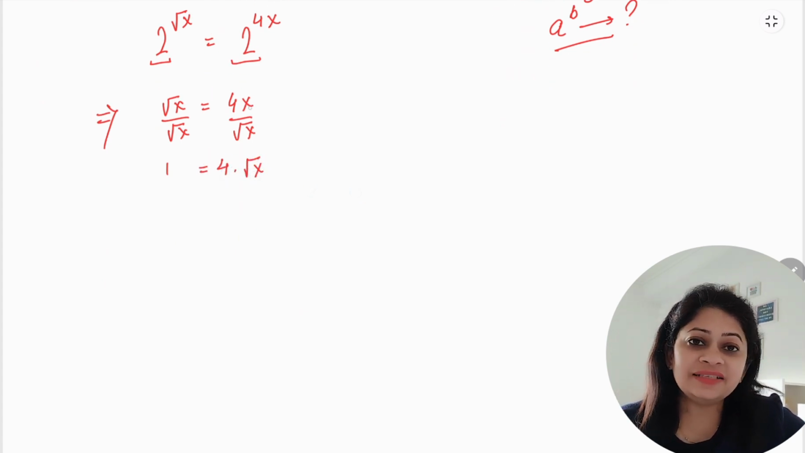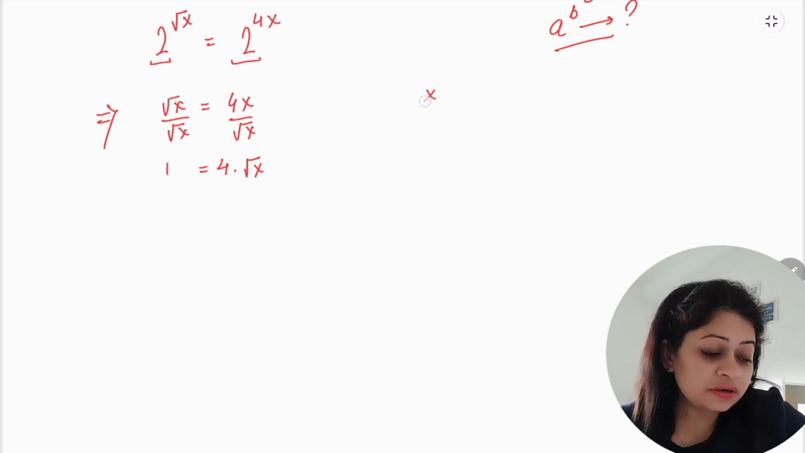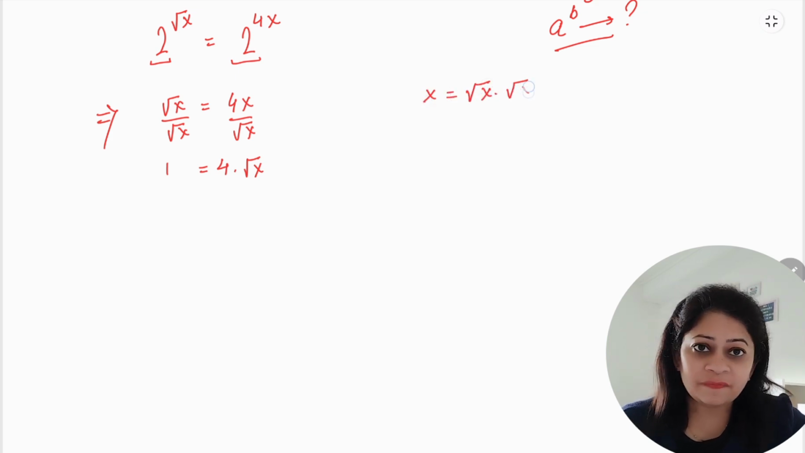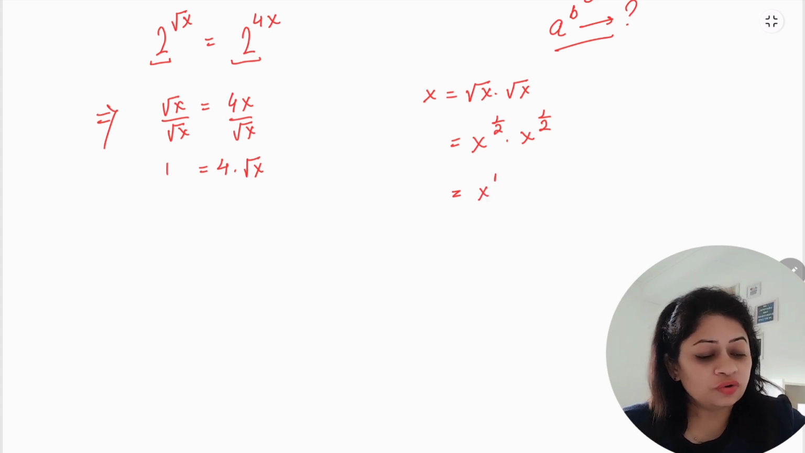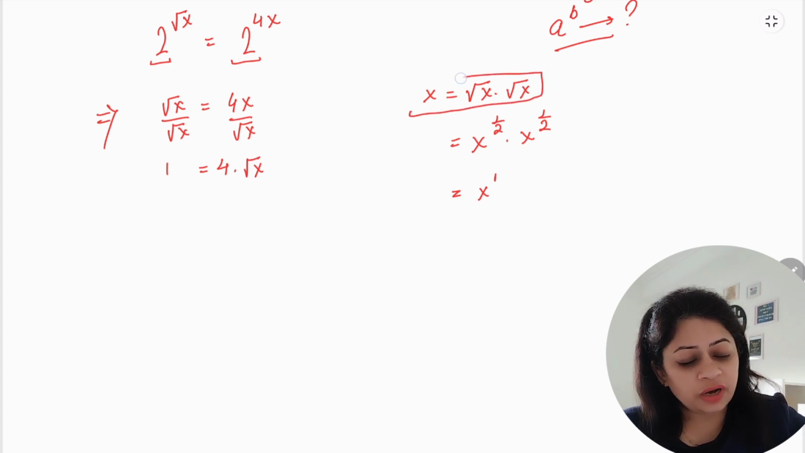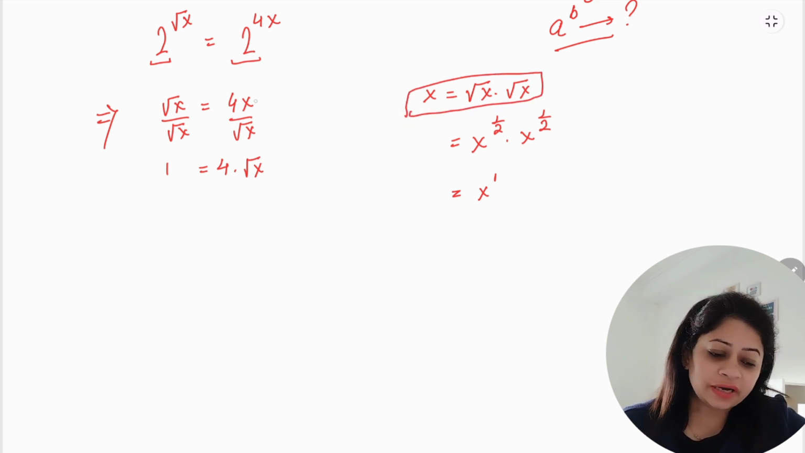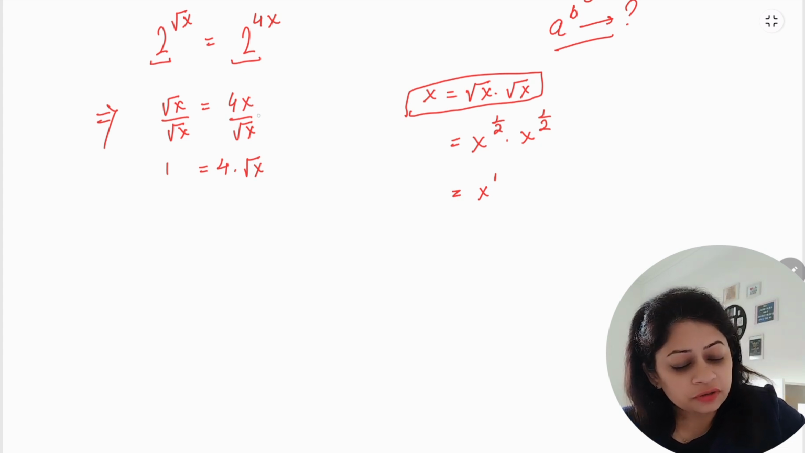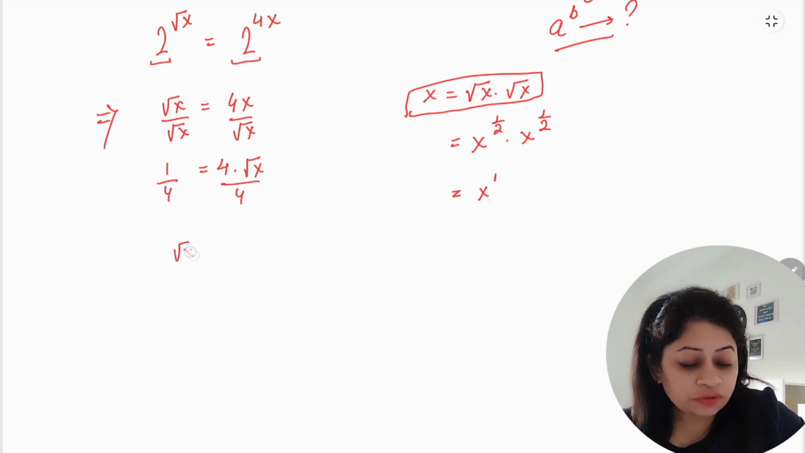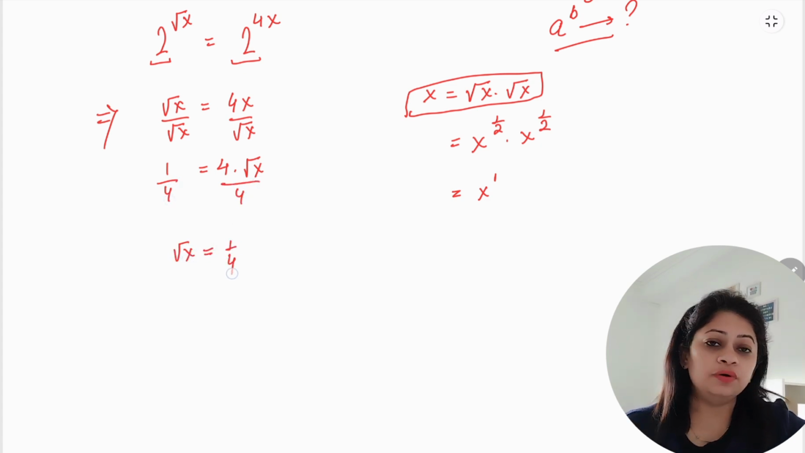As we know, x is equal to under root x times under root x. And here as well, under root x is x raised to power 1 by 2, so if you multiply these terms, you add the powers: 1 by 2 plus 1 by 2 becomes 1. So x can be written as this. I will cancel out one of the root x with root x and I will get root x in the numerator. Dividing both sides by 4, I will write under root x on the left hand side now. Under root x is equal to 1 by 4.